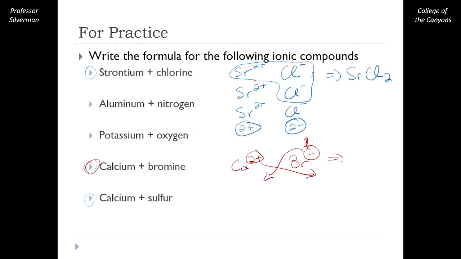What we get is calcium with a subscript of 1. Actually, we don't need to include that subscript. And we get bromine with a subscript of 2. Can we simplify this ratio any further? No, we can't, because we have a ratio of 1 to 2. That can't be any simpler.